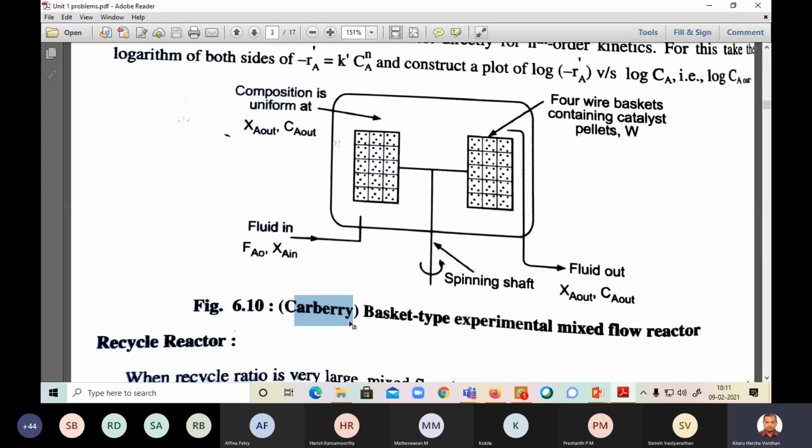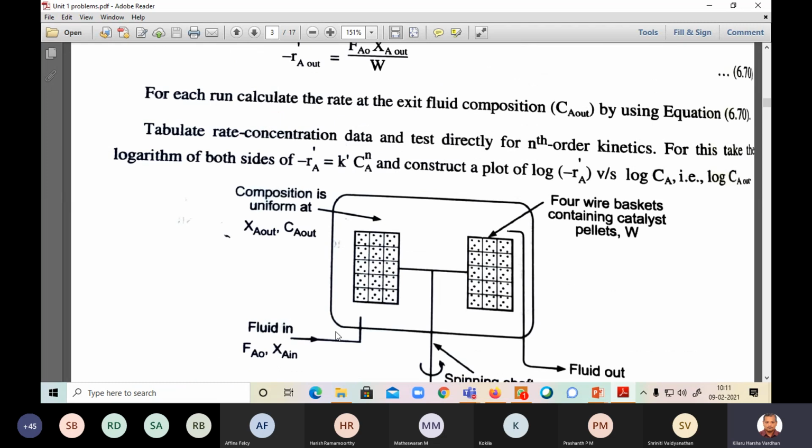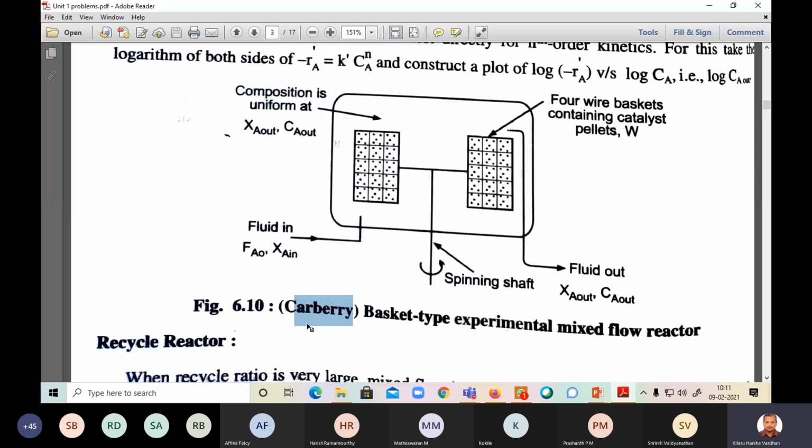There is one book, Chemical Reaction by Carberry. It's a very famous book, a very good book also. But for your level, it's not required. But remember that there is a book, especially Chemical Reaction by Carberry, James Carberry, right? It's a very famous book. Almost Levenspiel took a lot of things from the Carberry book.